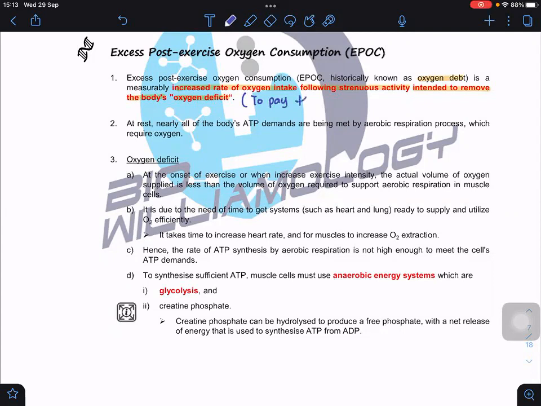So we say that we want to pay the debt. What debt in this case? Are you clear? Okay, so now let us look at this.